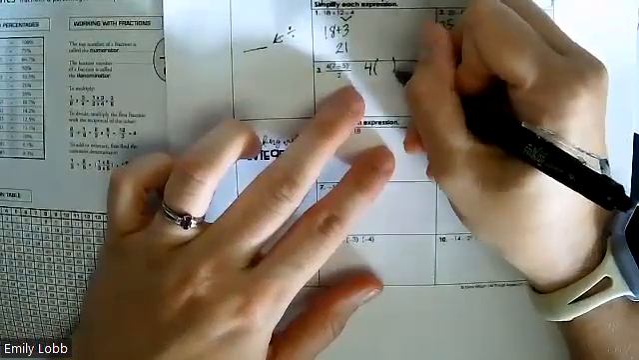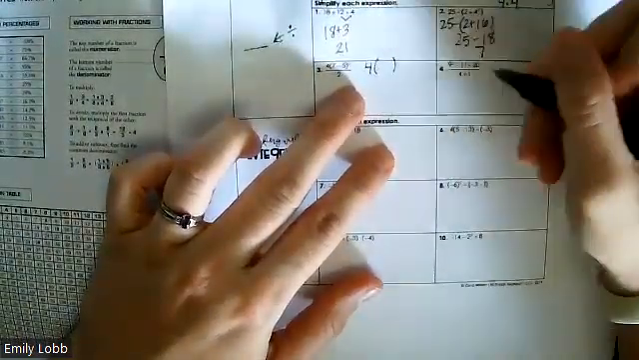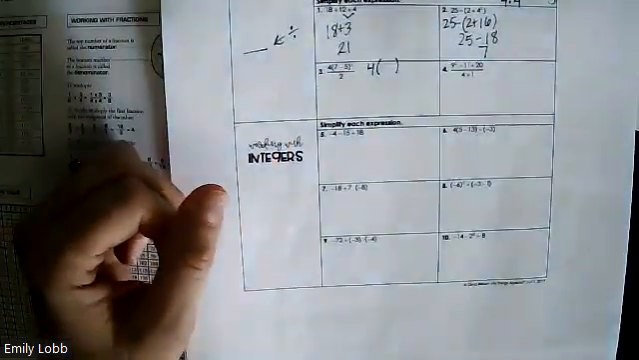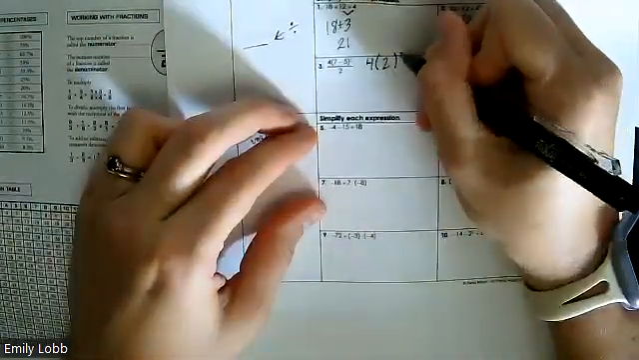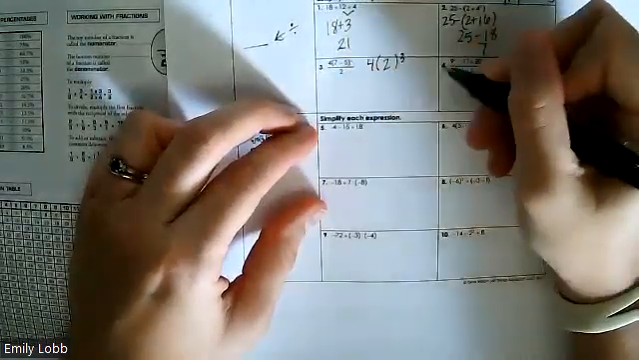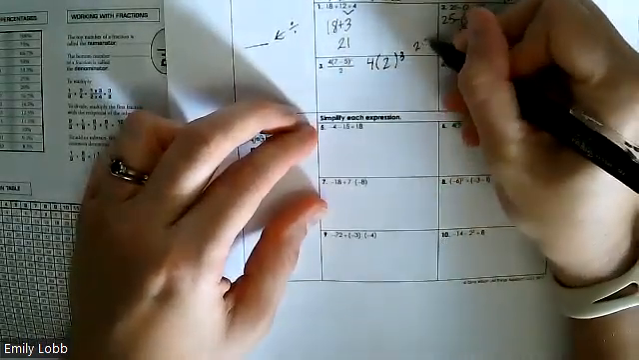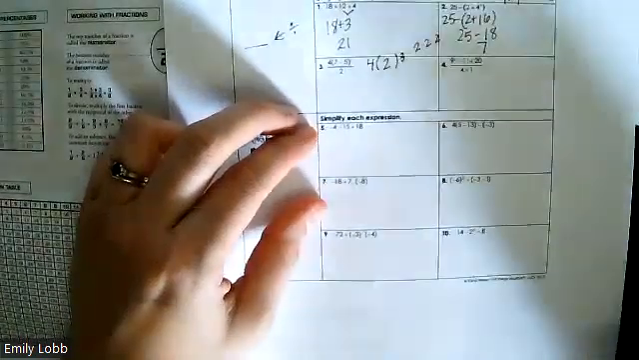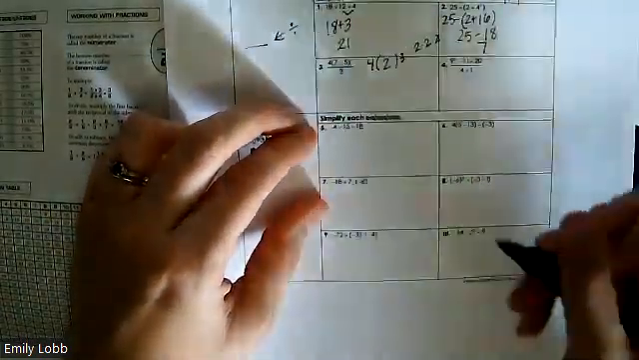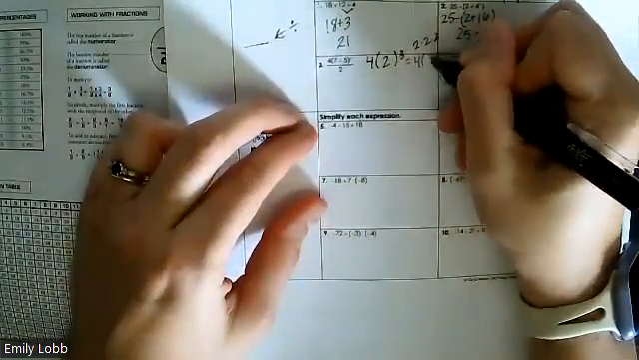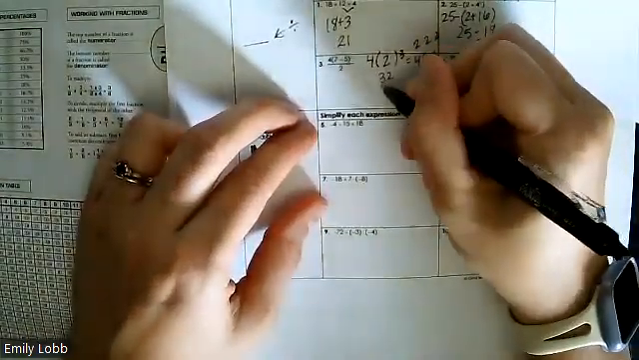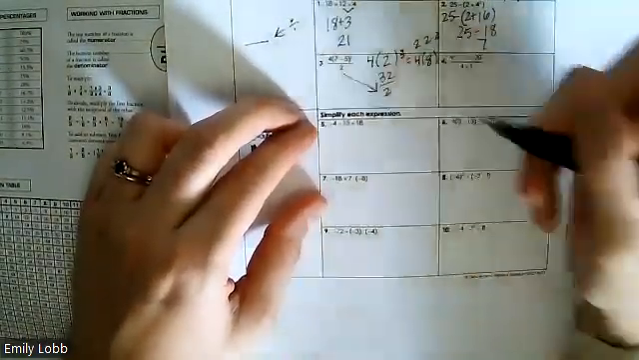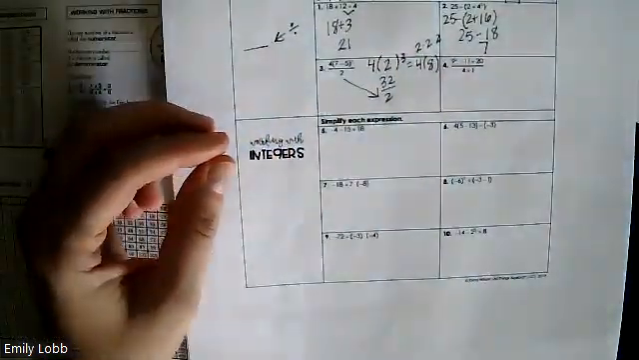What's 7 minus 5? 2. 2 is being raised to the 3rd power, you think? So 2 times 2 times 2. What's 2 times 2 times 2? 8. What's 4 times 8? What's 32 divided by that 2? 16.